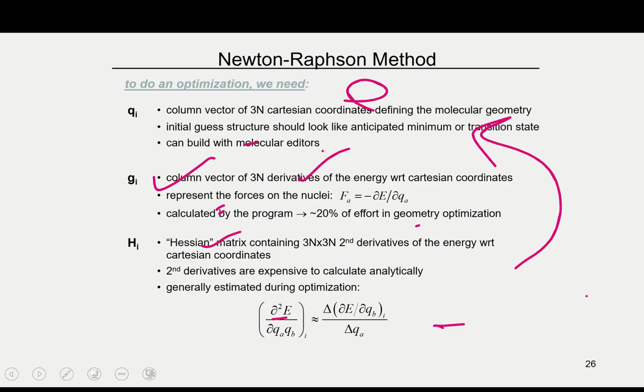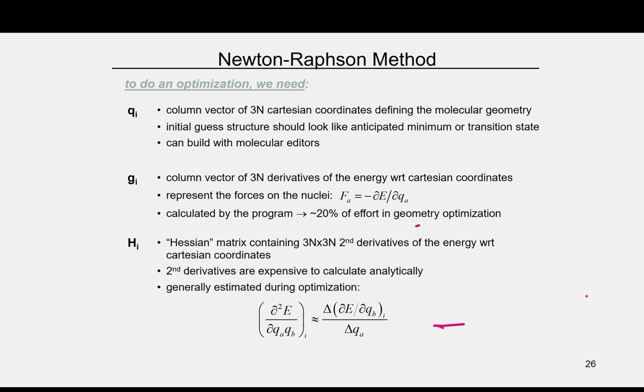Now we have the q_i. We explained this already, but in here we can talk in a little more detail about all these. First is q_i, which is a column vector of 3N. We said this is a column vector of 3N Cartesian coordinates defining the molecular geometry.